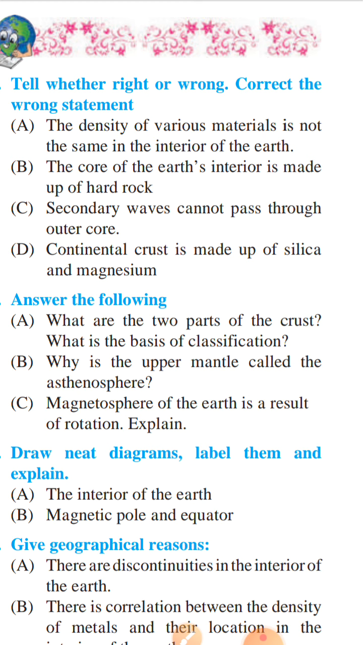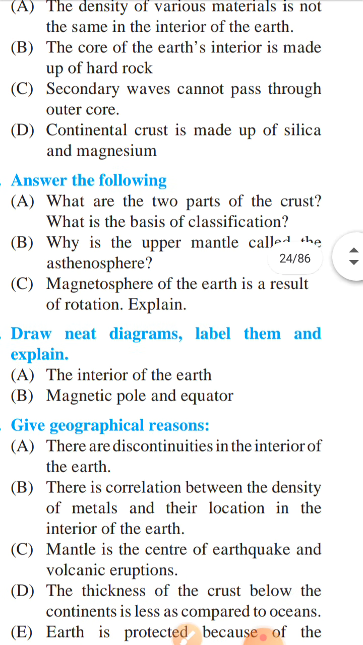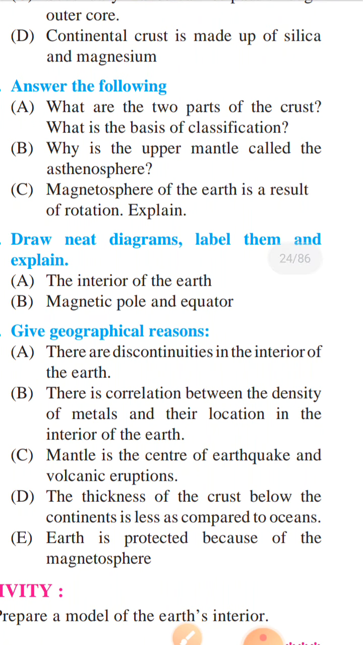Okay. Now look at the next question. Draw a neat labelled diagram of the interior of the earth and the magnetic pole and equator. The interior of the earth diagram is located on page number 12, figure number 2.2, and the magnetic pole and equator diagram is located on page number 13, figure number 2.3b. Okay, this is the diagram of magnetic pole and equator. So draw this diagram.